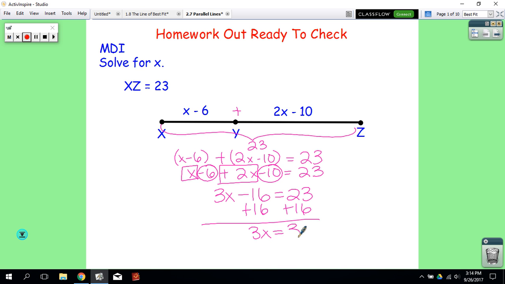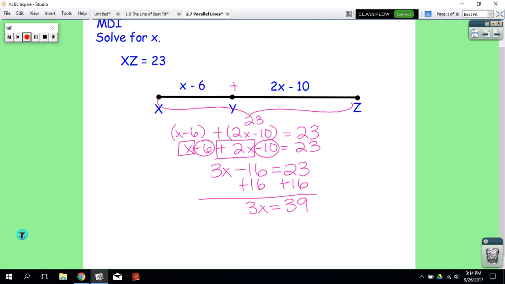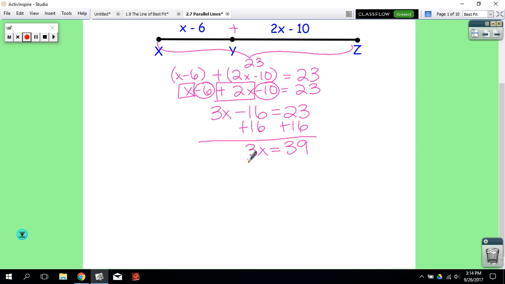3x is equal to 39, and divide both sides by 3. So x is equal to 13.